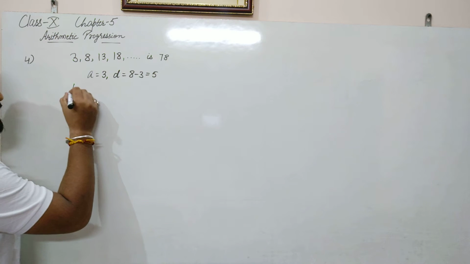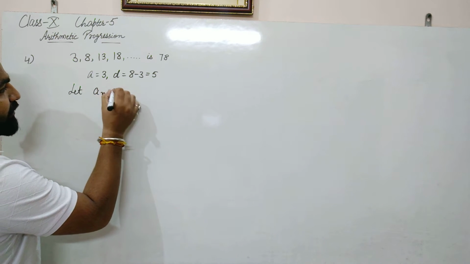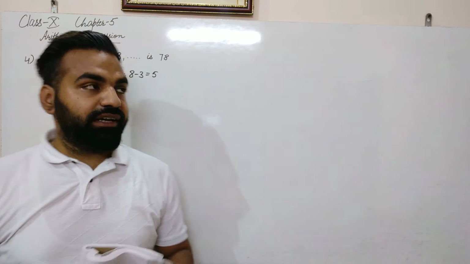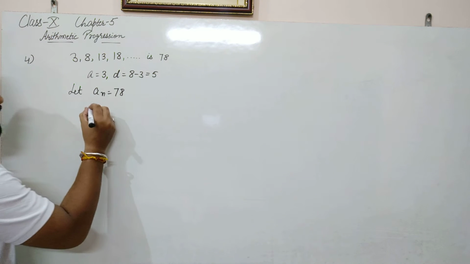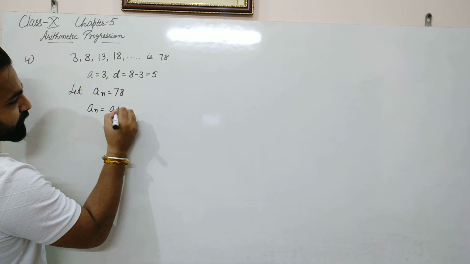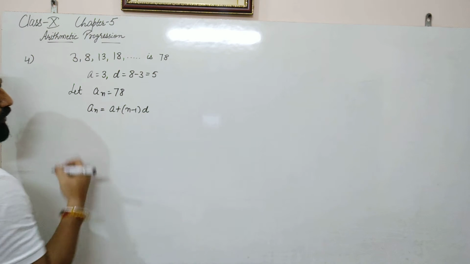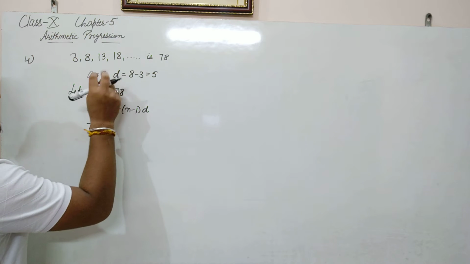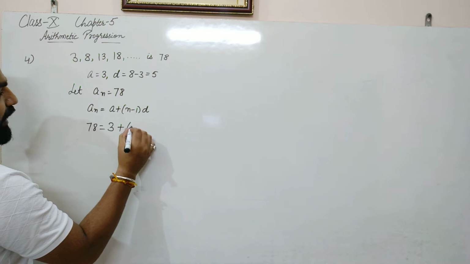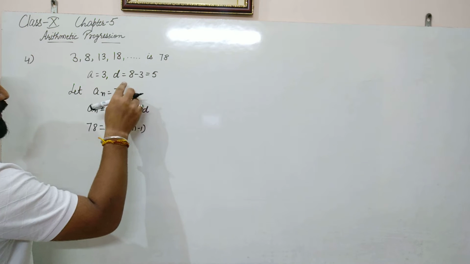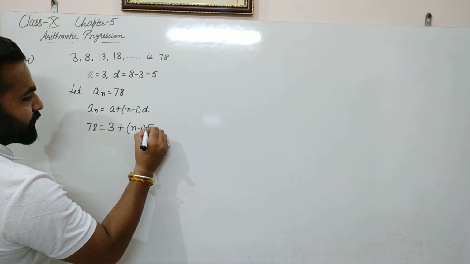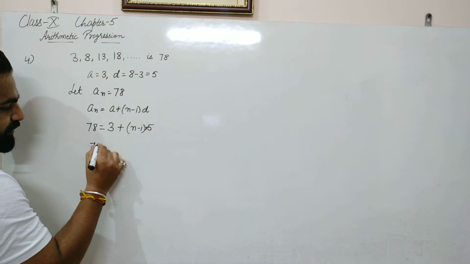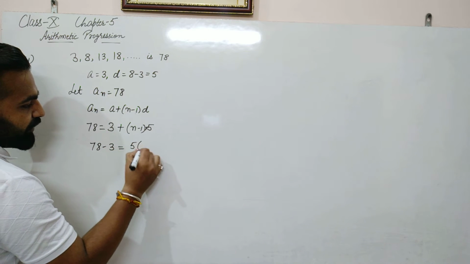So let us suppose AN is 78. Let the nth term of this AP be 78. Now we will find the value of N here. Use the formula AN equals A plus N minus 1 into D. AN is 78, A is 3, D is 5. We have to solve this equation for the value of N. So this will be 78 minus 3 is equal to 5 into N minus 1.